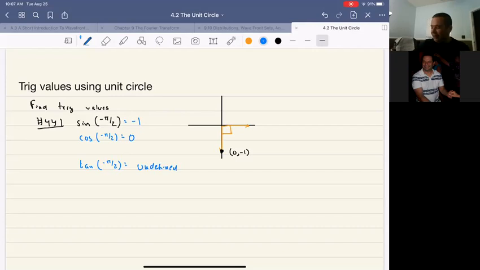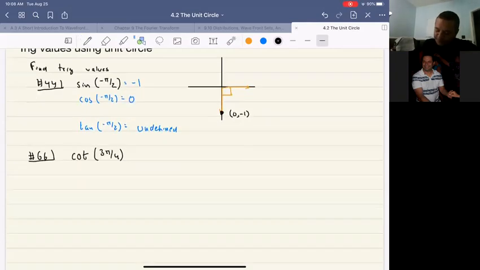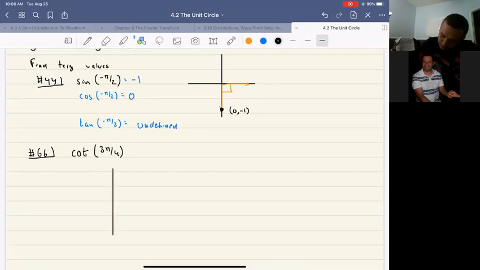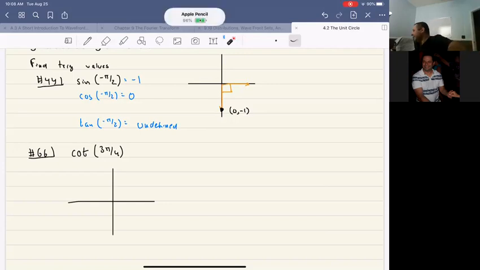Okay. All right, let's do another one. Let's do 66. It gives us cotangent of 3 pi over 4. Okay, so let's go ahead. I'm going to draw that again. Now, 3 pi over 4. Do you remember where that was? Well, there's a nice, easy way to think about it. Okay, I do not have my calculator. There we go.